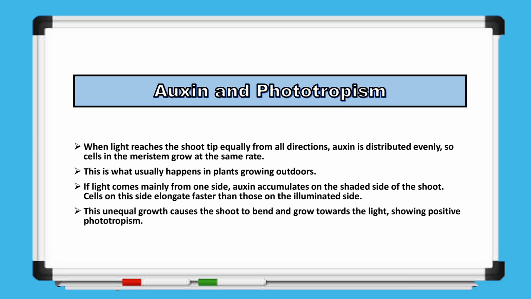However, when light comes mainly from one direction, auxin collects on the shaded side of the shoot. The cells on the shaded side grow longer and faster than the cells on the side receiving light. Because one side grows faster than the other, the shoot bends and grows towards the light. This shows positive phototropism.